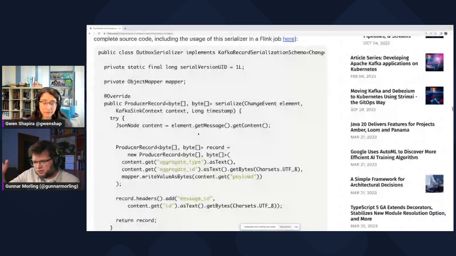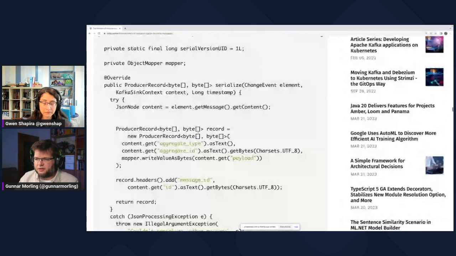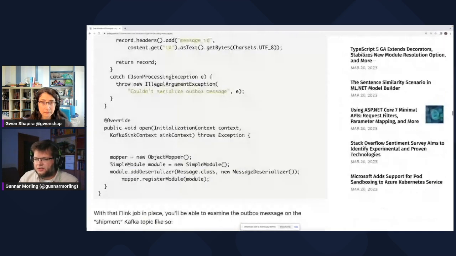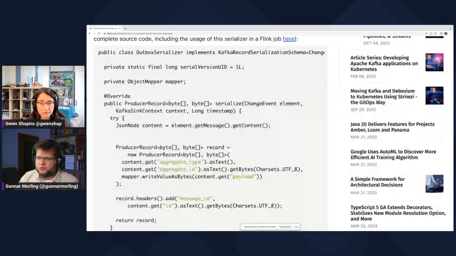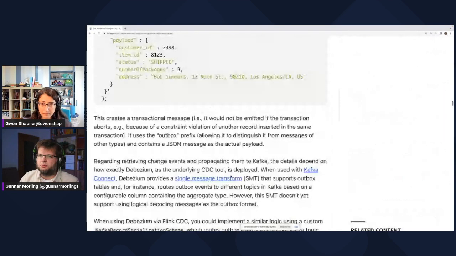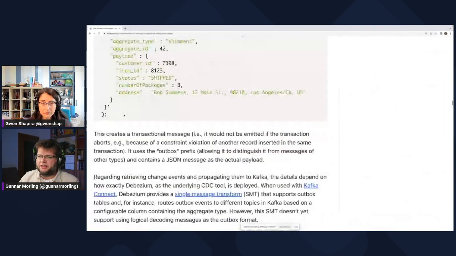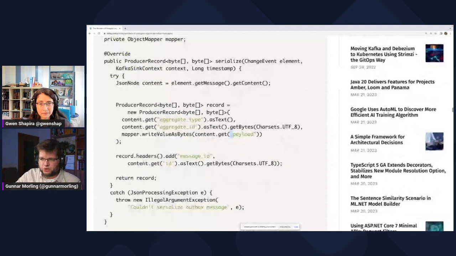This is just some brief example code using the Flink API, which does that. So let's see what happens. We get this aggregate type, which we use as the topic for our producer record. We use this aggregate ID as the message key, and then we use whatever is in the payload as the Kafka record value.